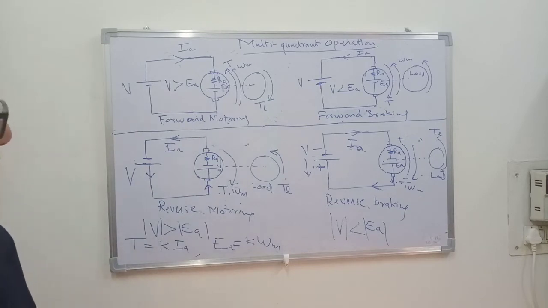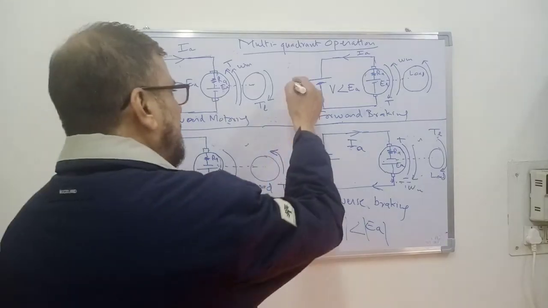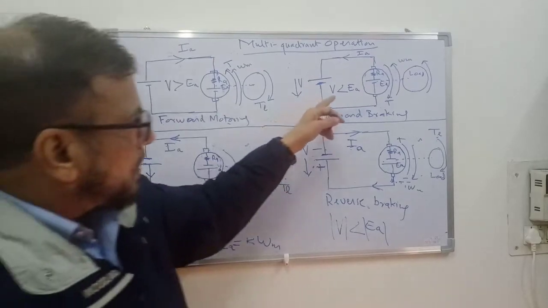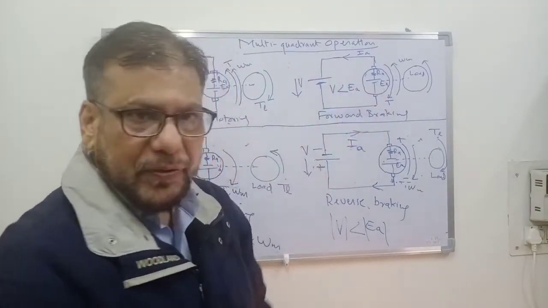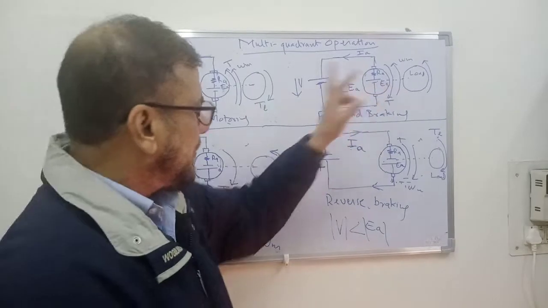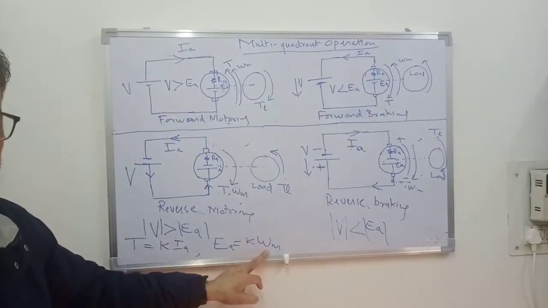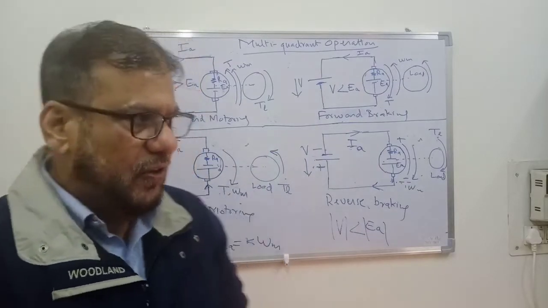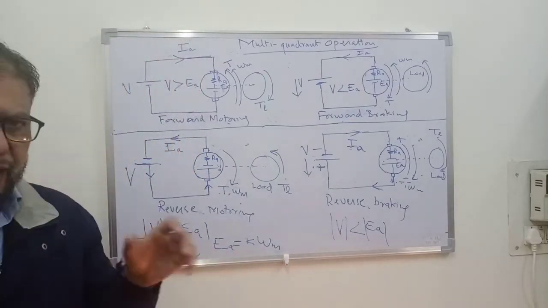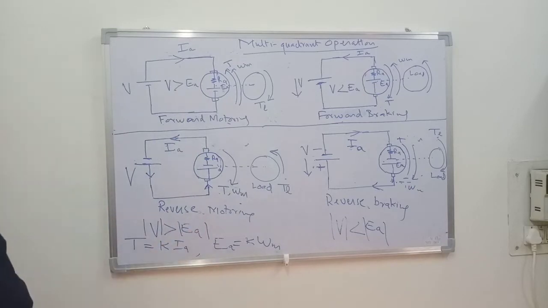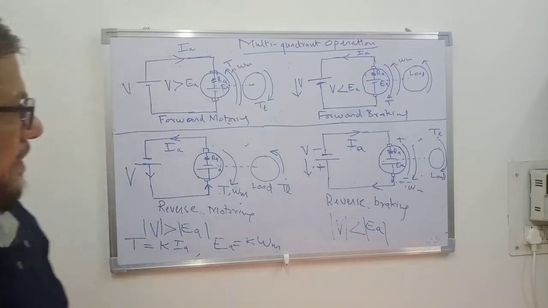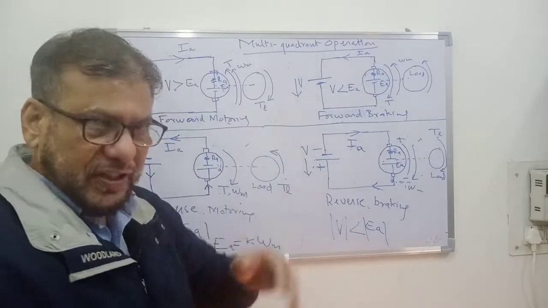If you want to go for braking mode, what you have to do is you have to decrease the applied voltage so that the voltage becomes less than the back EMF. Back EMF depends on speed of the motor, omega m. Speed will take some time to change because it is a mechanical system. It has certain moment of inertia, so the speed will not change instantaneously. It will take some time. Whereas current will change in a fraction of seconds.